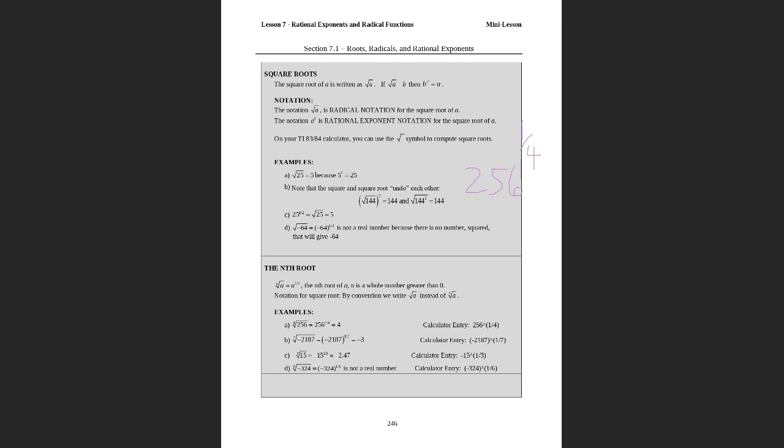Now, when you go to the calculator, the good news is that you could enter it like that. This sign will give you the exponent. So 256, and then that sign, the exponent 1/4, like that. Okay, so that should give you a 4.